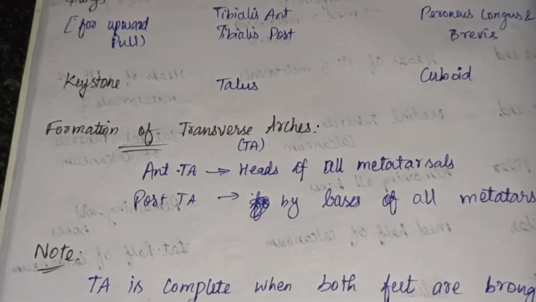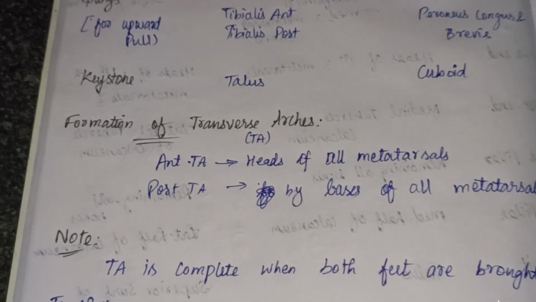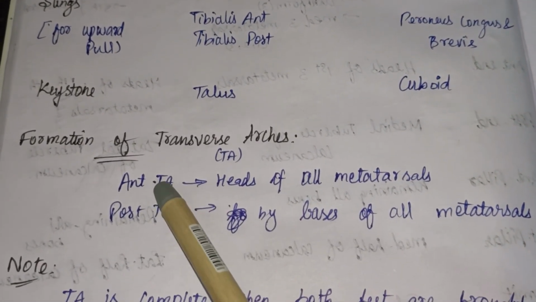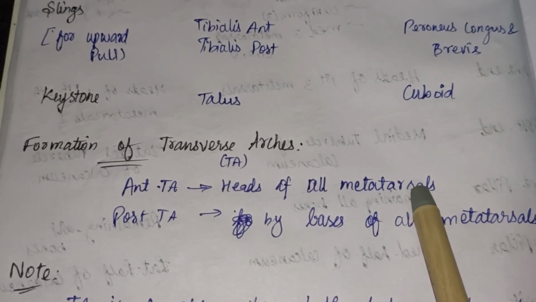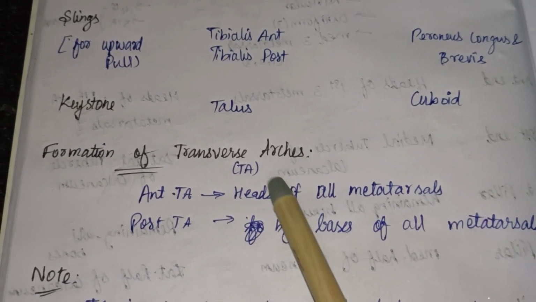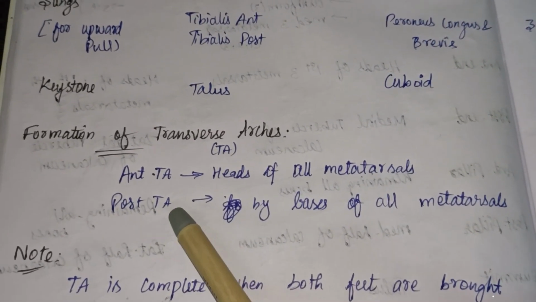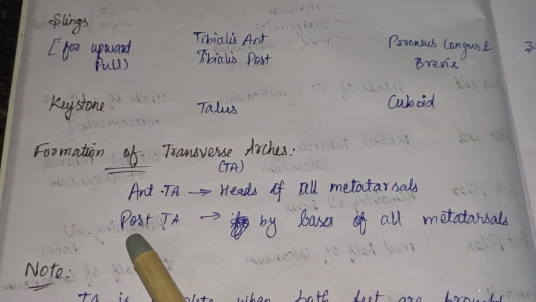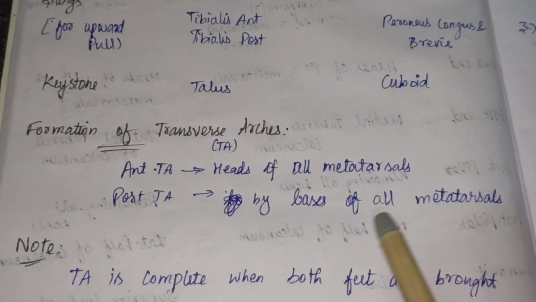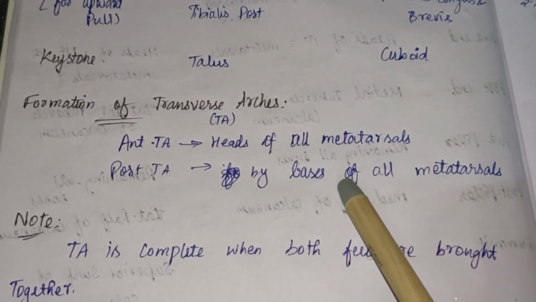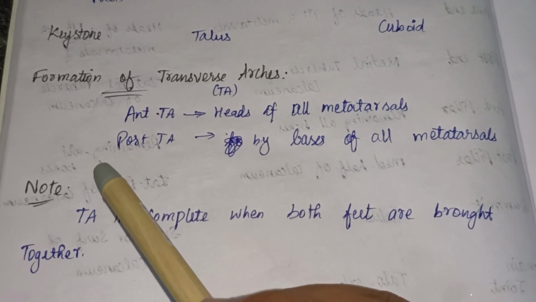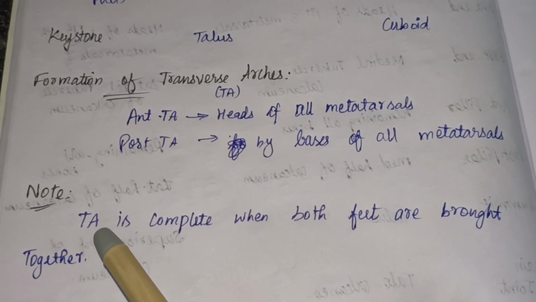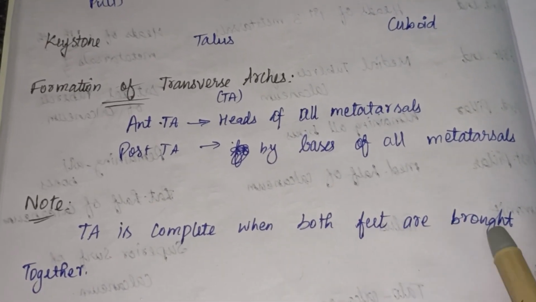Next, formation of the transverse arches. Anterior transverse arch and posterior transverse arch, as I said before. Anterior transverse arch is formed by the heads of all metatarsals, this is important. And posterior transverse arch is formed by the bases of all metatarsals. This is heads and this is bases. Now let us see one note point: transverse arch is complete when both feet are brought together. Once again, the transverse arch is complete when both feet are brought together.